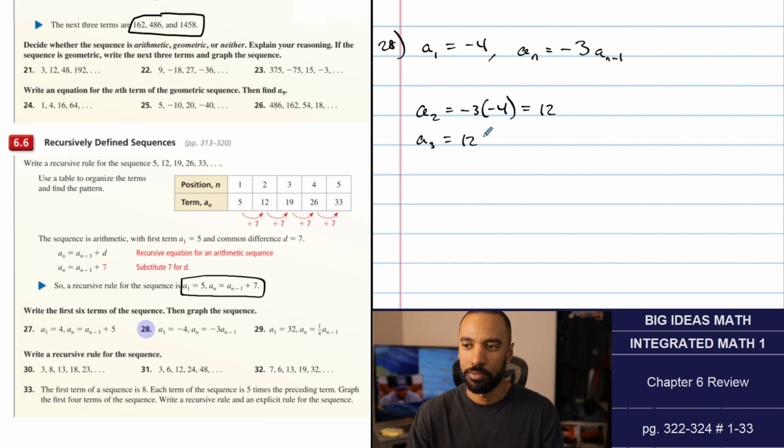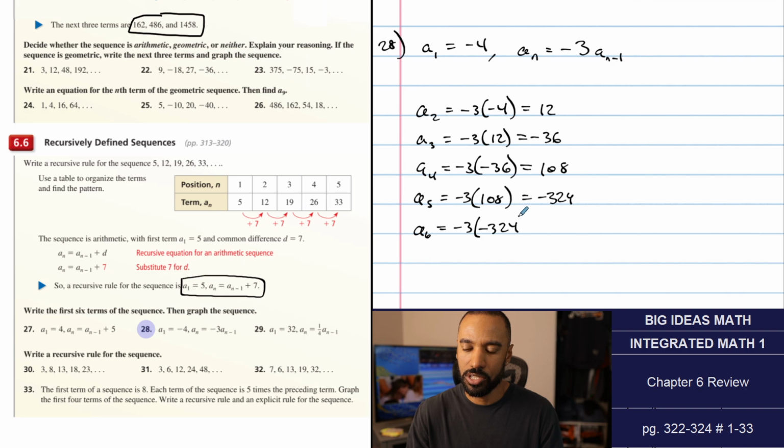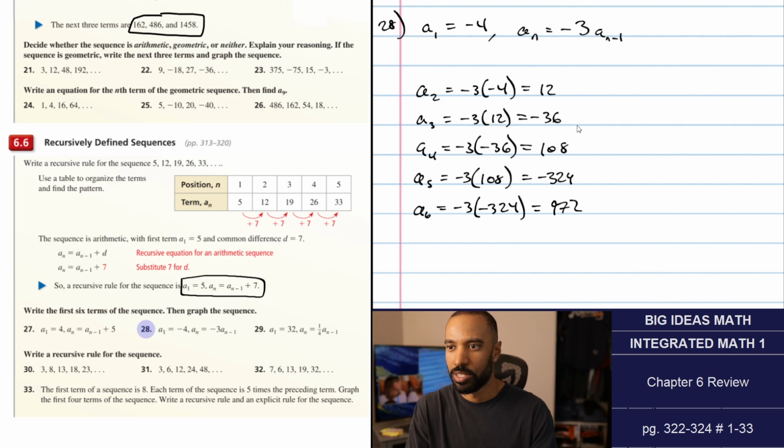So now -3 times 12. It's just -3 times the previous number. -3 times 12, and then -3 times -36. And then -3 times 108. And then -3 times -324. So sign changes. That's what, 972. So 972, this one probably harder to fit the points.